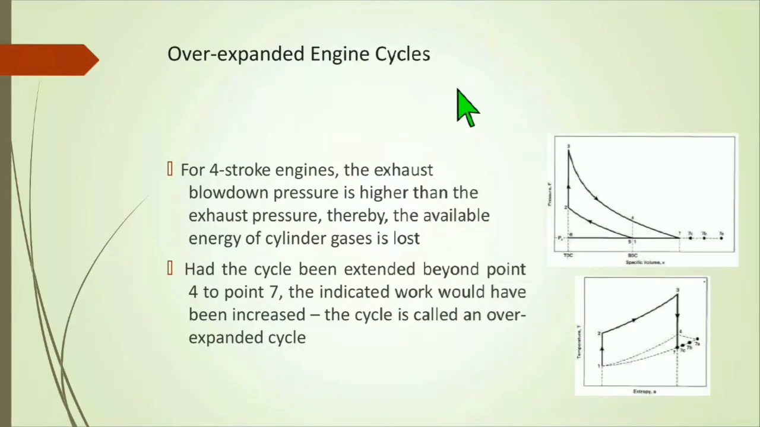Over-expanded engine cycles. For 4-stroke engines, the exhaust blowdown pressure is higher than the exhaust pressure. Thereby, the available energy of the cylinder gases is lost. Had the cycle been extended beyond 4 to 7, the indicated work would have been increased. The cycle is called an overexpanded cycle.